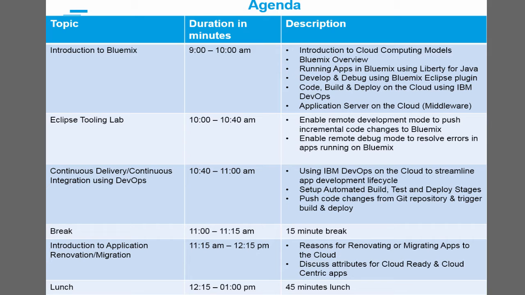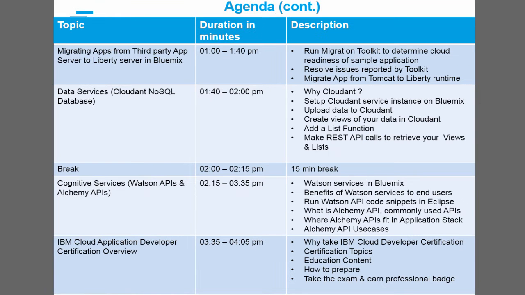And we discuss the reasons for renovating or migrating apps to the cloud. What are the attributes to make the app cloud ready and cloud centric? So the agenda on the second slide is continued. After diving into the factors for renovation and migration, you could take the audience to migrating apps from third-party application server to Liberty server in Bluemix.